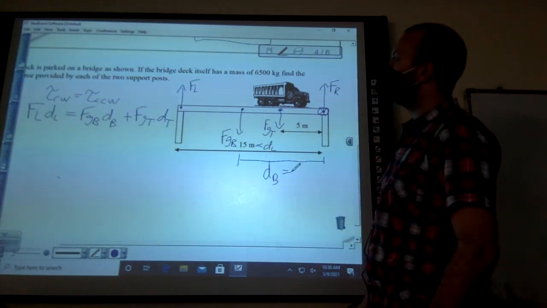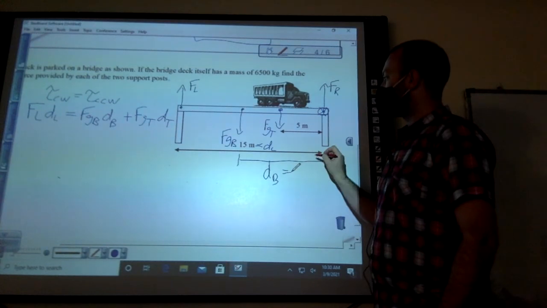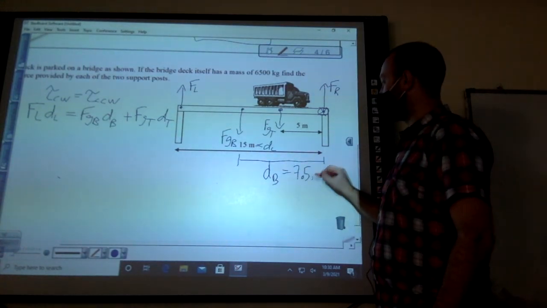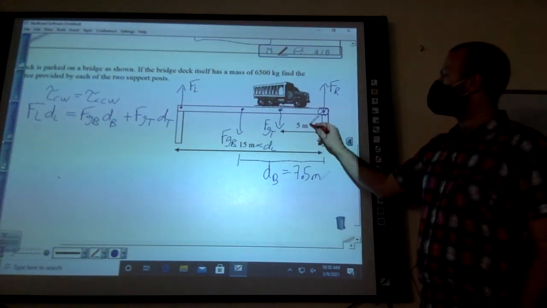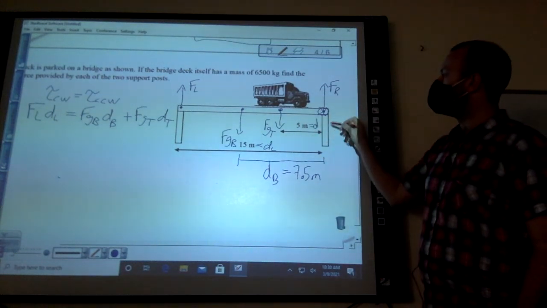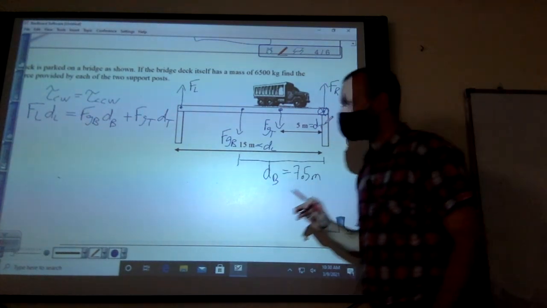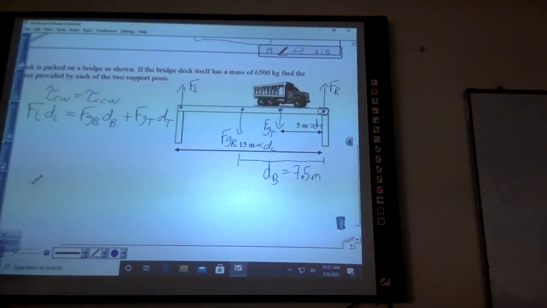I don't think it said uniform. We're going to assume uniform unless it tells us otherwise. So it's halfway there. So this is 7.5 meters. And then this distance here is distance from the pivot point to the truck. So that's why I picked this smartly. And from here, it's just a matter of plugging in numbers and solving it.